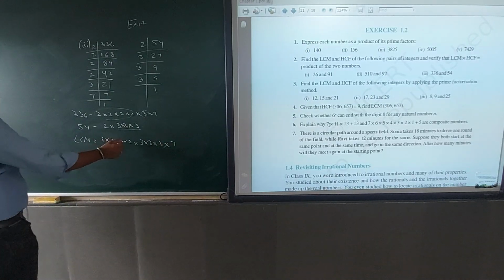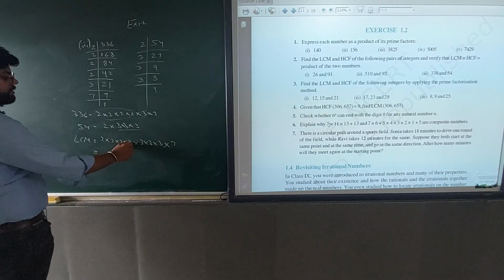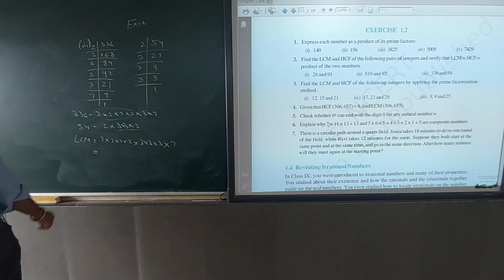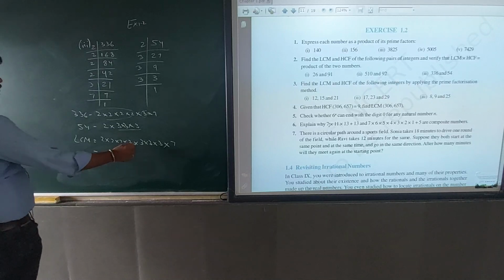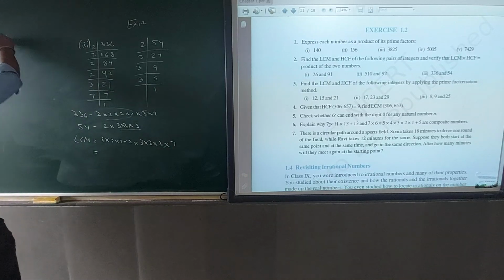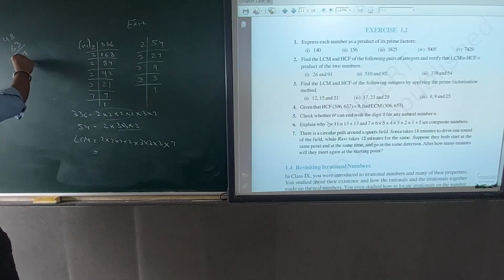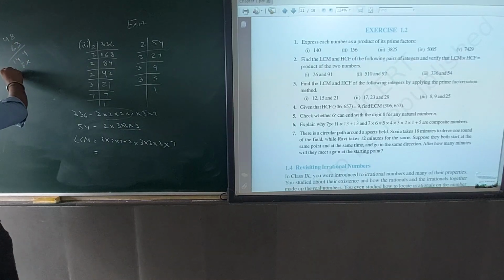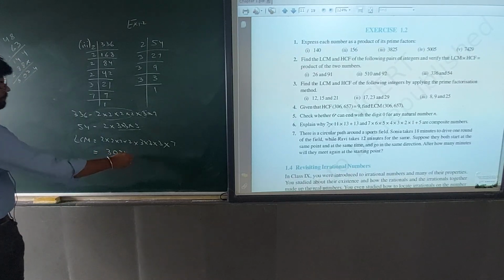Now 2 2s are 4, 4 2s are 8, 8 2s are 16. Then 16 3s are 48. Then 48 into 3, 48 into 3 into 3, that is 9, and 63. So 48 into 63 we have to do. 8 3s are 24, 4 3s are 12, 13, 14. So 48 into 63, 6 4s are 24, 28. 3024 will be the LCM.